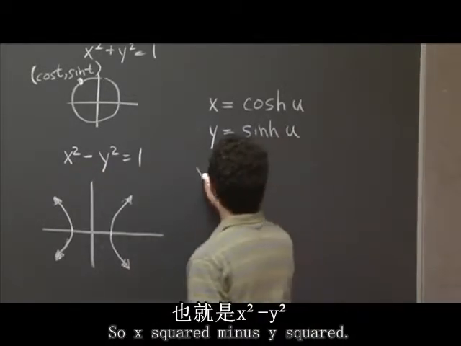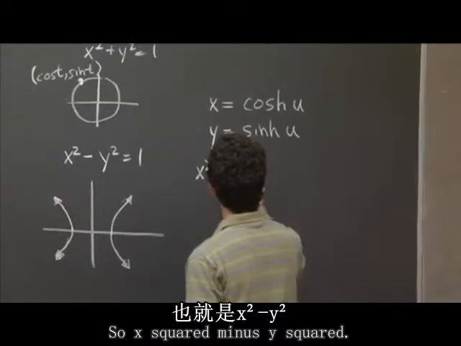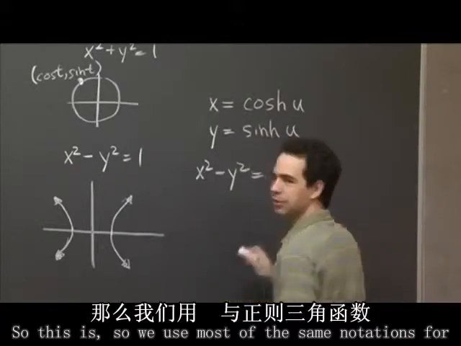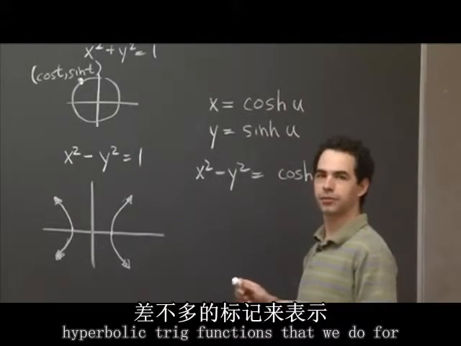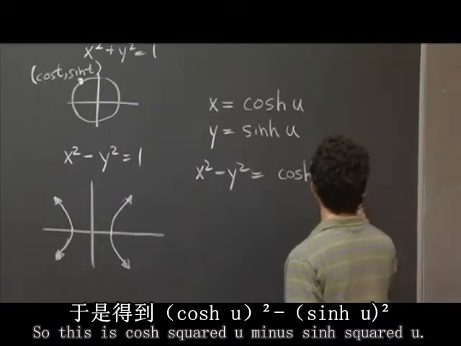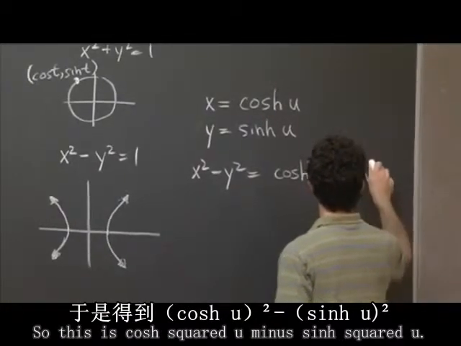So we use most of the same notations for hyperbolic trig functions that we do for regular trig functions. So this is cosh squared u minus sinh squared u.